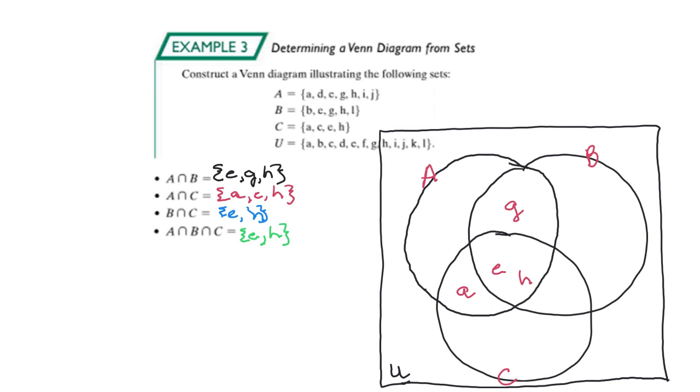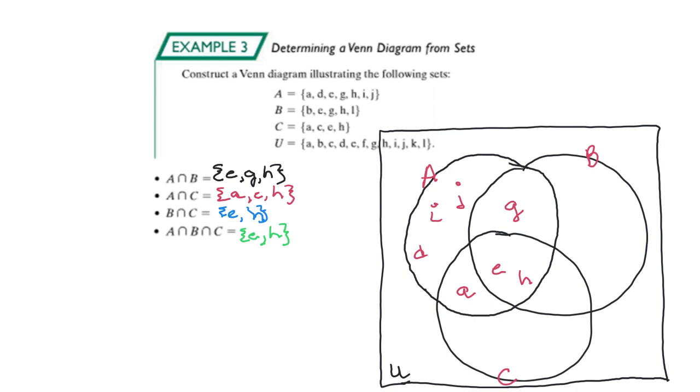All right, next I'm going to focus on set A. All of set A has the letters A, D, E, G, H, I, J. So anything that's missing right now, I'm going to place in that region 1. So I do not have a D listed on there. E's already there, G's there, H is there. I do not have an I, and I do not have a J.